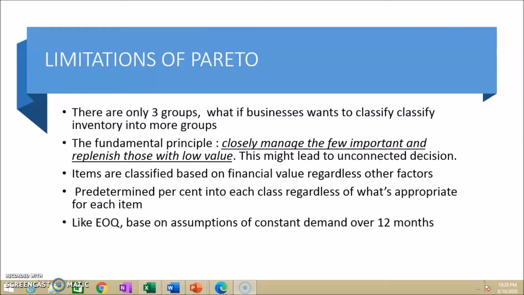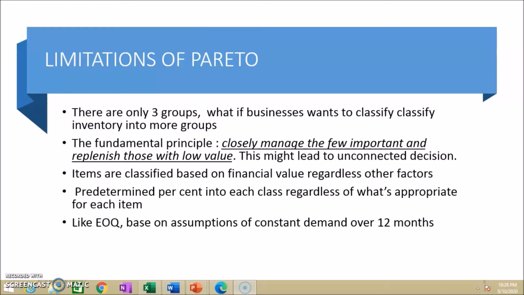The second point is the fundamental principle of Pareto is to closely manage the few important items and infrequently replenish those with low value. This might lead to unconnected decisions, although it is correct. For example, in some cases, some items might have low value, but might be in high demand. And if it's classified in C class, then there might be a risk of frequent out of stocks.